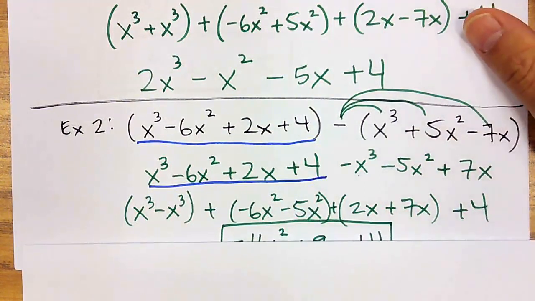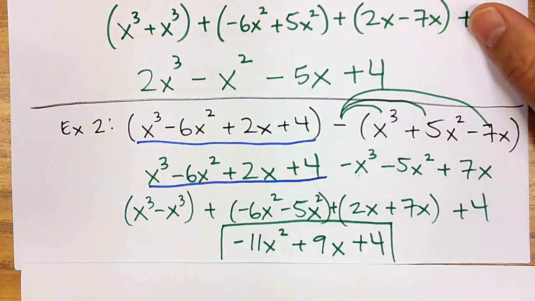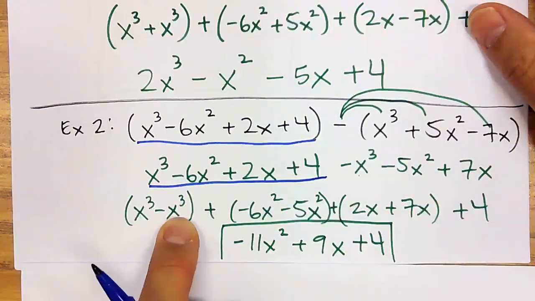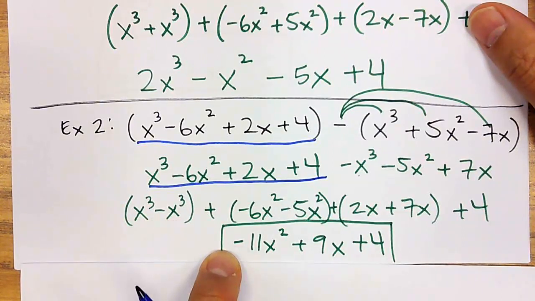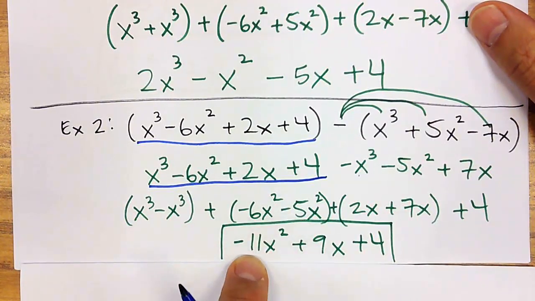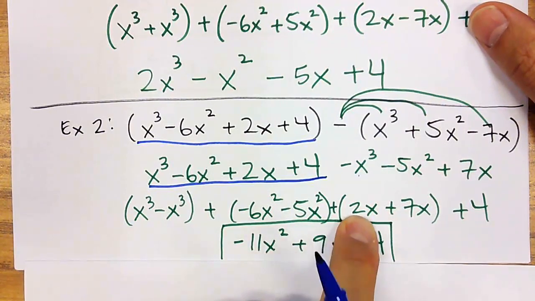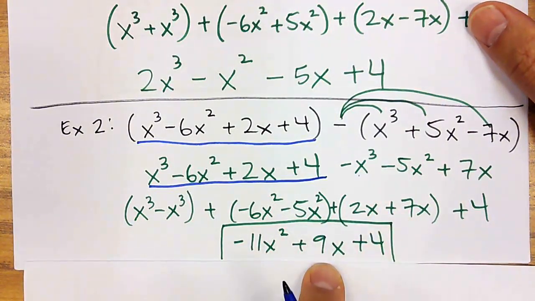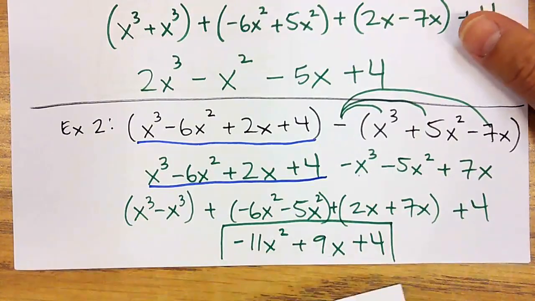And then I'm going to collect the like terms. x cubed minus x cubed, that's just 0, so it doesn't even show here. Negative 6 minus 5 is negative 11x squared. 2 plus 7, that's 9x, and then plus 4.